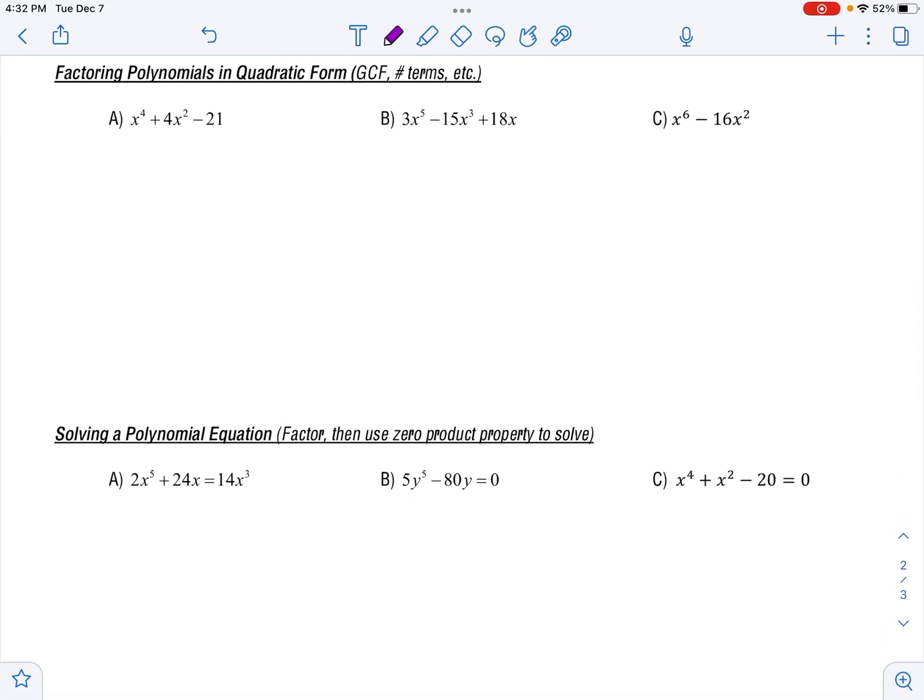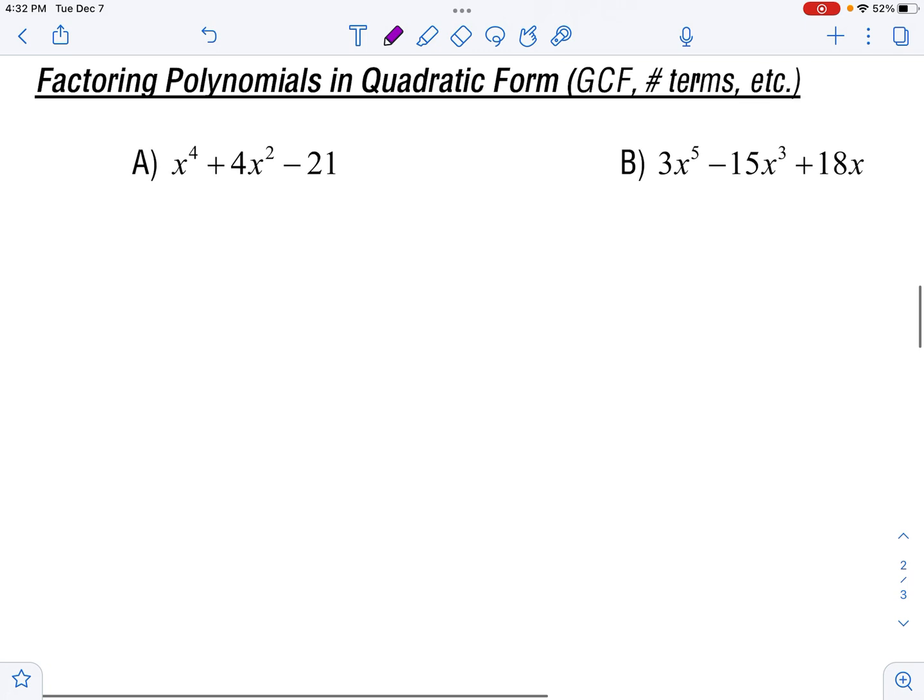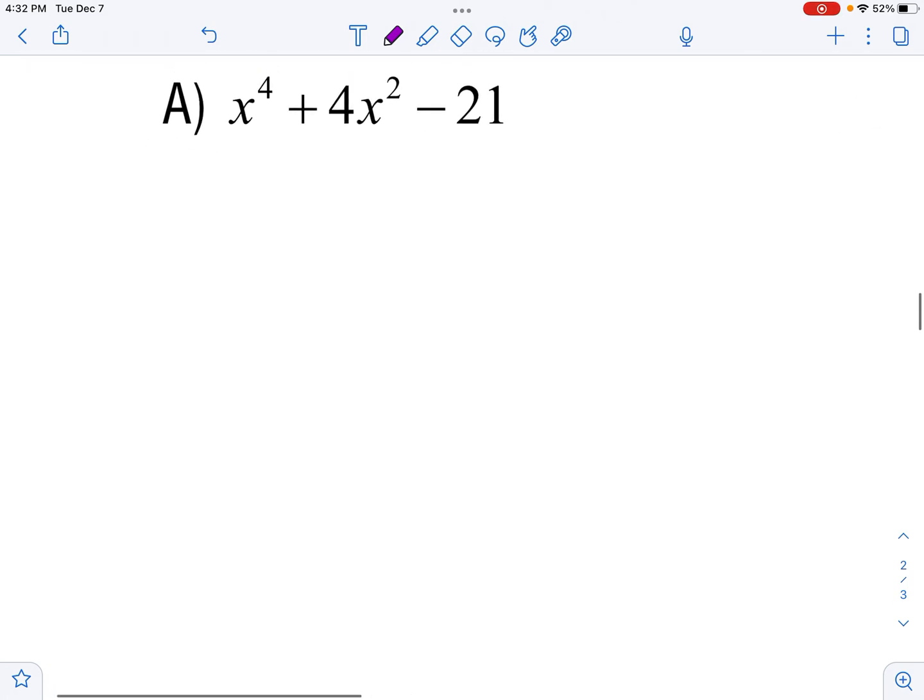Next, it says factoring polynomials in quadratic form. So this is when we have three terms and there's a quadratic involved. So I'm assuming, it says GCF, number of terms, etc. Okay, so we're just going to do it just like we did the warm-up here. So we're going to look for GCF. This term and this term don't have any x's in common. They don't have any constants in common because their coefficients are 1, 4, and 21.